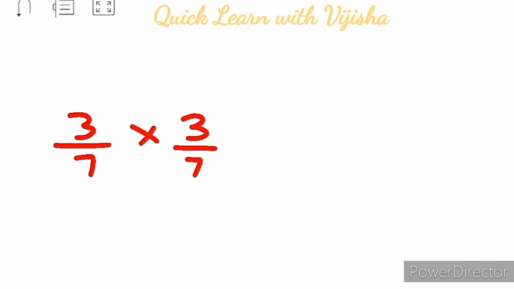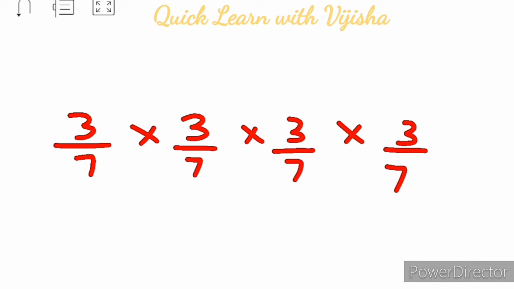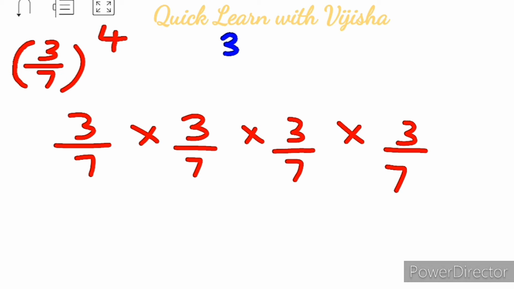We'll solve the fourth question. In the fourth question, the multiplication form is given. That means 3 upon 7 into 3 upon 7, written 4 times. So what will be your indices form? 3 upon 7 is written 4 times, so raised to 4. Now in this, what is your base? 3 upon 7 is your base and 4 is your index.